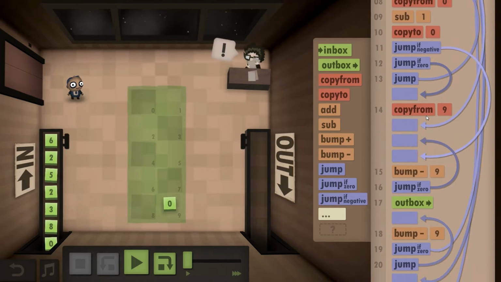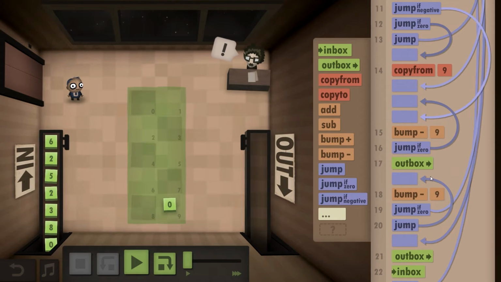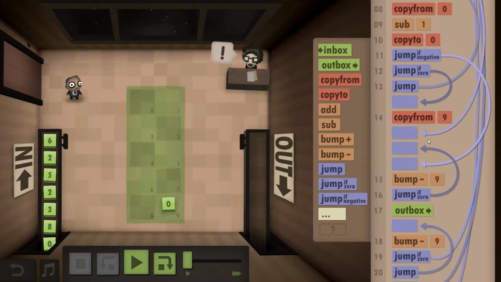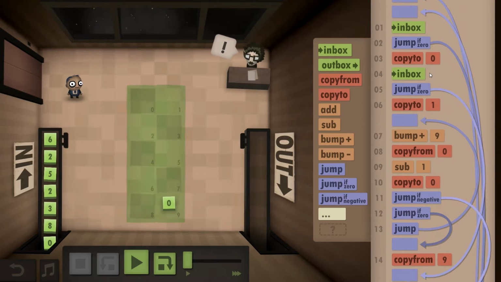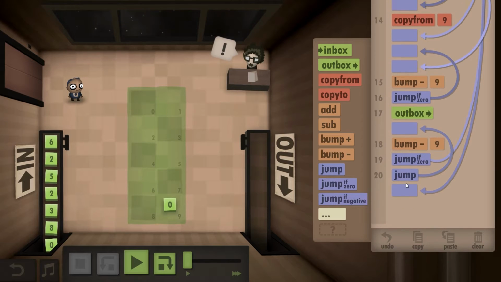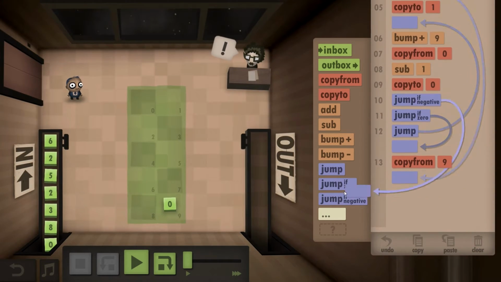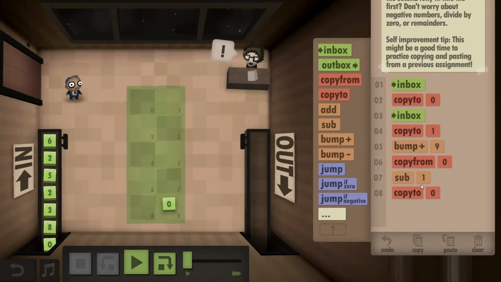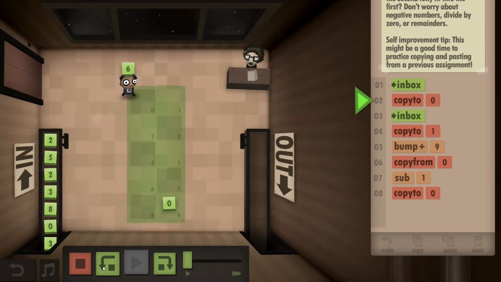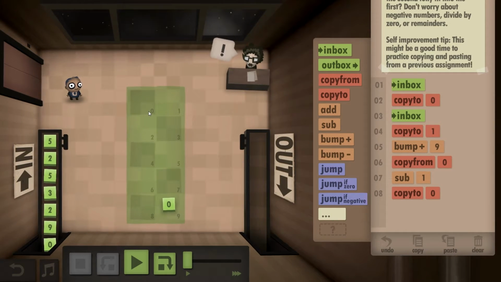I feel like all that is wrong. Oh God, it's going to be so hard to fix this now. We're going to have to start again, because I can't even work out what I'm doing anymore from this. It's just so messy. Right, okay. So, let's try again. Bloody hell, this level is so hard.